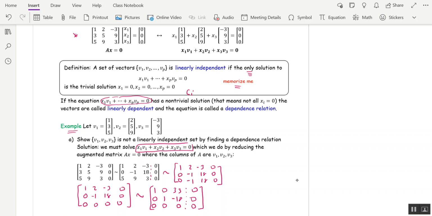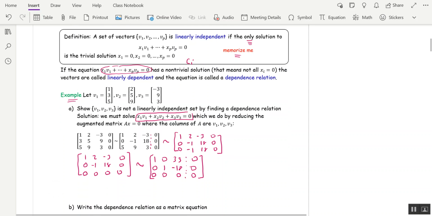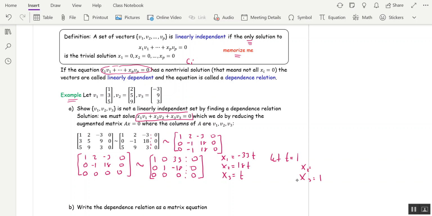Okay, I'm in reduced echelon form, so I can read off the solution. x3 is free, that's t. x2 is 18t, and x1 is -33t. Now, that's infinitely many solutions to this equation. I just need one solution. So I'm going to let t equal 1, and then I get x3 is 1, x2 is 18, and x1 is -33. Okay, so I'm not done.